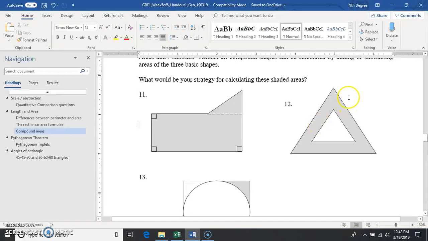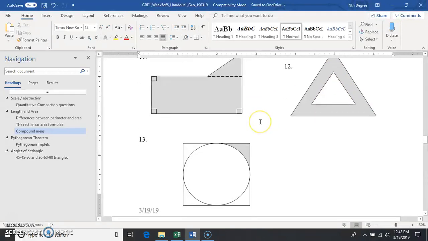Question number 12. Here's the shaded part. Well, areas subtract as well as adding. So in order to calculate the shaded part, we would basically take the area of the large triangle minus the area of the small triangle. And finally, question number 13. So this one would basically be seen as the area of the square minus the circle, and then you'd have to divide that by 4 in order to get one of these corners.